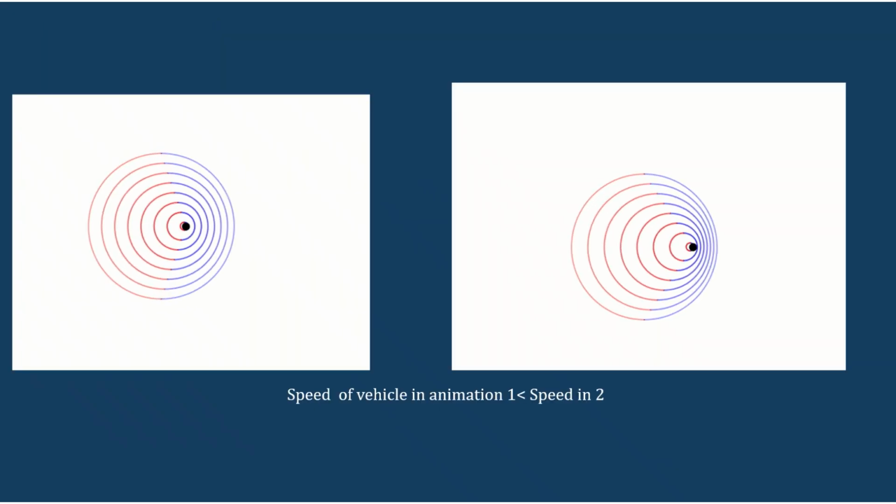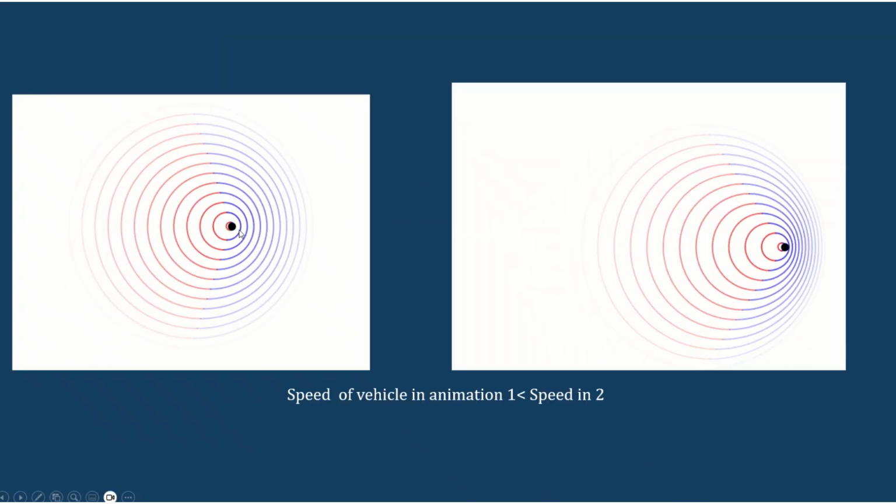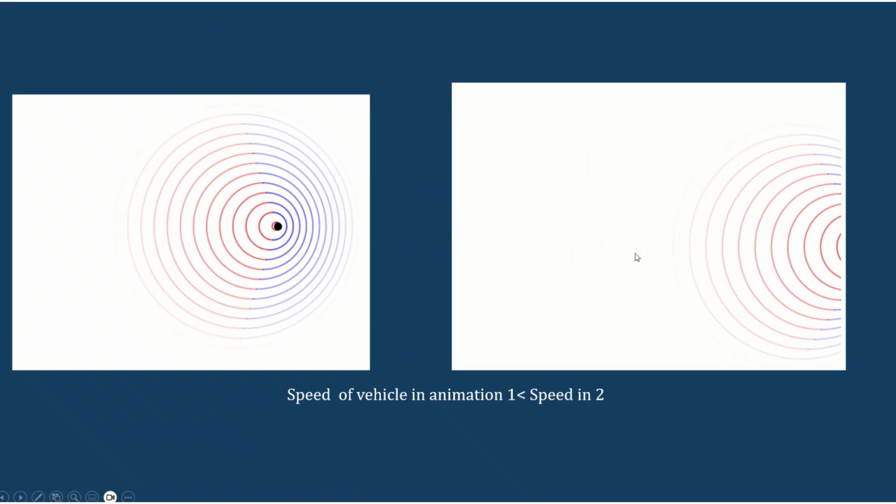For that, let's consider two scenarios, and here you can see that the vehicles are moving. In the first scenario, the speed of the vehicle is less as compared to scenario 2. So here speed is less and here speed is more. Let's wait for the animations to start.